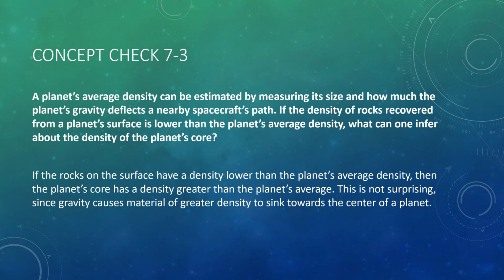Alright, well, you're taking rocks from the surface, so if the density is lower in that sample than the average density of the entire planet, that should tell you that the core must have a higher density than the rest of the planet. And this is not surprising. This is something we will learn about. It's called differentiation. But gravity causes materials of greater density to sink toward the center of a planet, much like if you drop a stone in a lake. The stone is more dense, so it falls to the bottom.